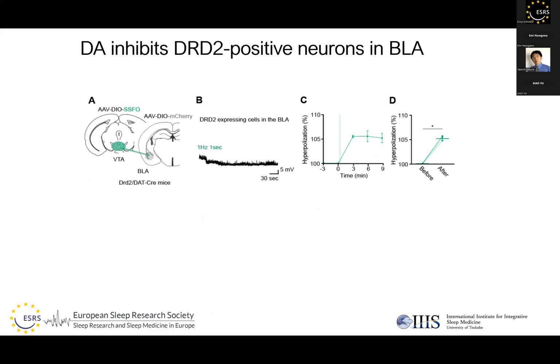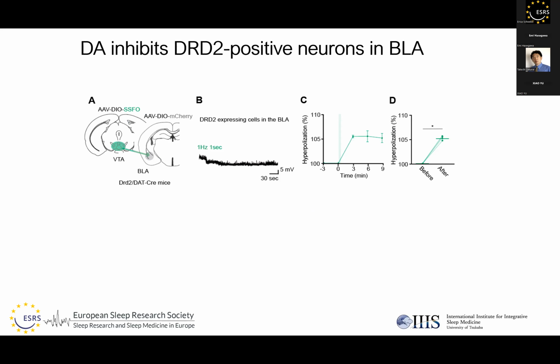And there have been several reports suggesting a possible involvement of D2 receptors in the regulation of REM sleep. They are pharmacological studies, and these studies imply that DRD2 may play a role in the regulation of REM sleep. So this led us to hypothesize that transient DA peaks act on DRD2 positive neurons, dopamine D2 receptor positive neurons, in the BLA to initiate REM sleep.